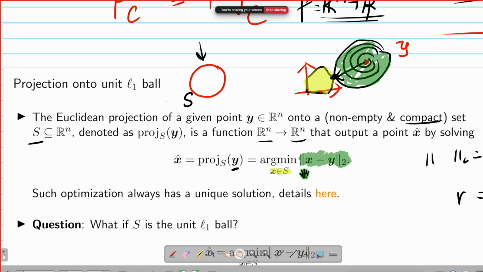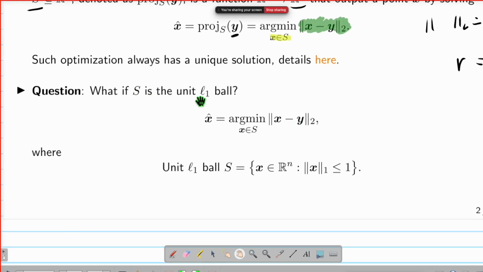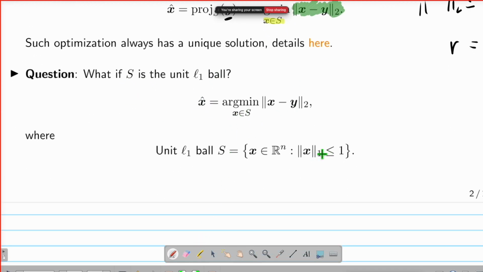So here now is the main point. What happens if my set S is the L1 norm ball? So what's L1 norm ball? L1 norm ball means this. What's this? It means absolute value of all the components summed together smaller than 1.